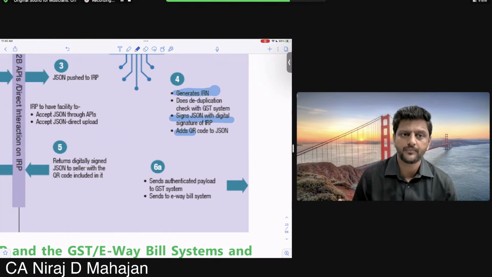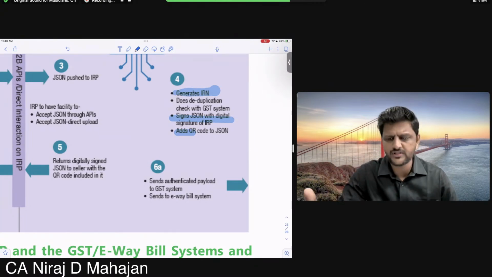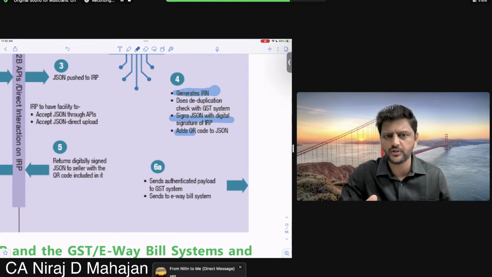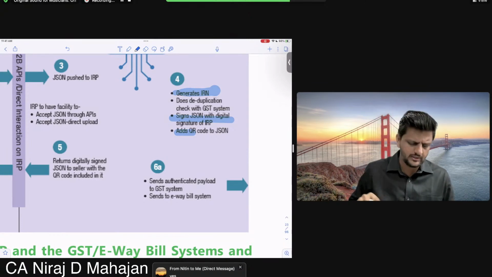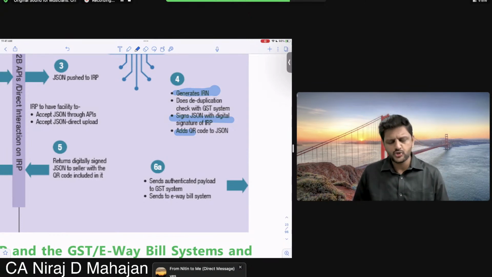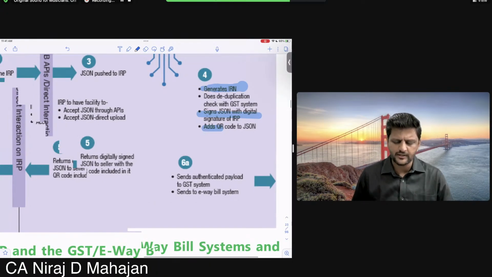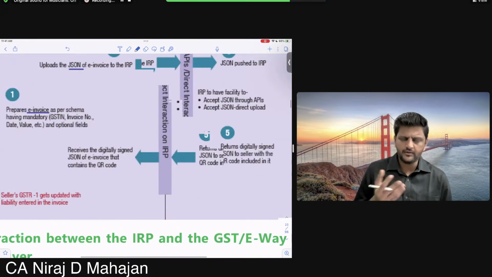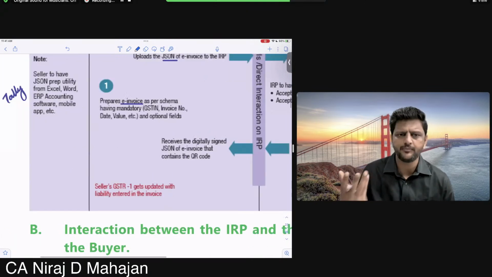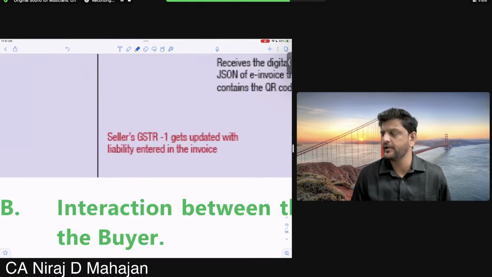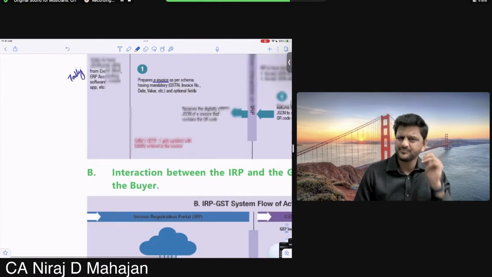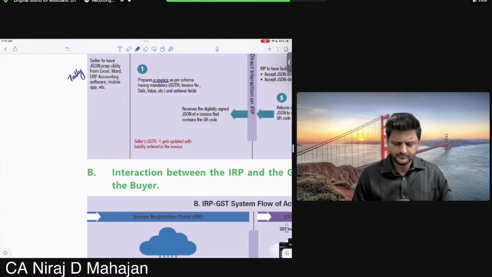Did you understand or no? To the seller, why? Obviously, because the seller can print it and give it to the buyer, those digitally signed invoices, and also to those two systems, which are the GST Common Portal and e-bill. Then the seller receives the digitally signed JSON of the e-invoice that contains the QR code. So he again exports it and prints it out. And the seller's GSTR-1 gets updated with the liability, whatever information is entered in the invoice. Simple, clear.